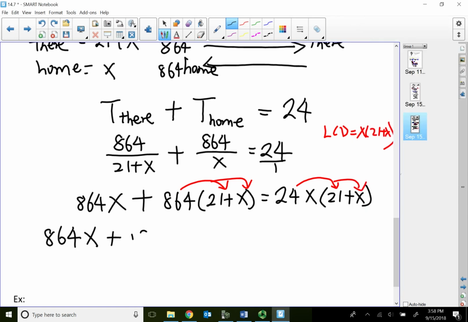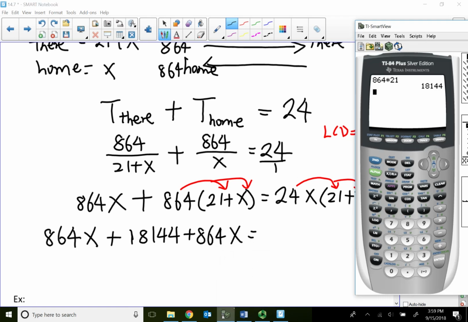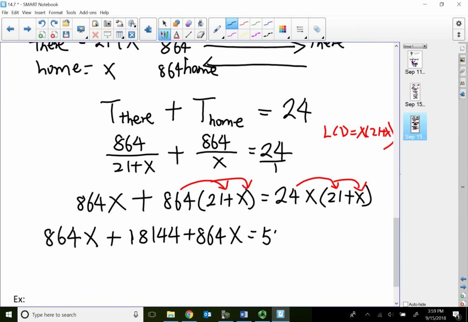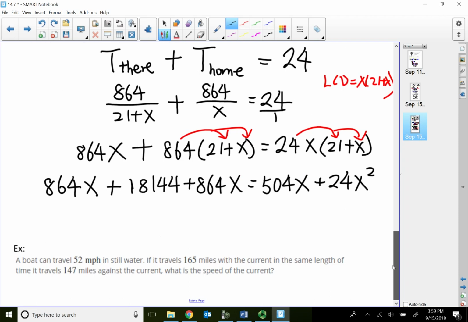18144 plus 864x, set it equal to 24x times 21. 24 times 21 is 504, plus 24x times positive x is 24x squared. Uh-oh, this is big. I'm actually going to end up solving a quadratic equation with lots of big numbers.